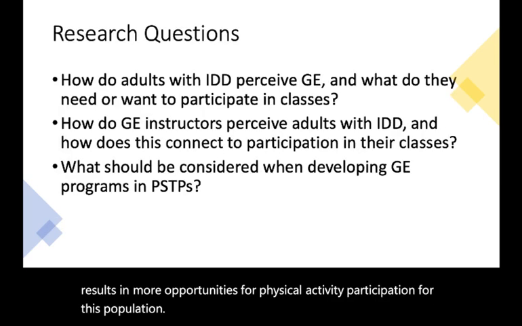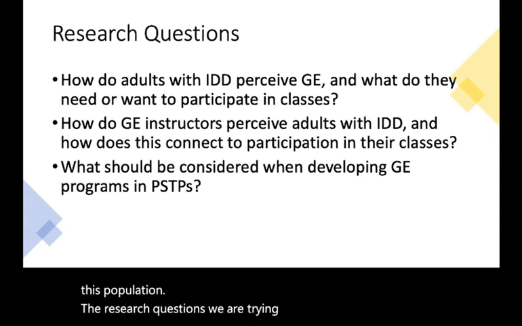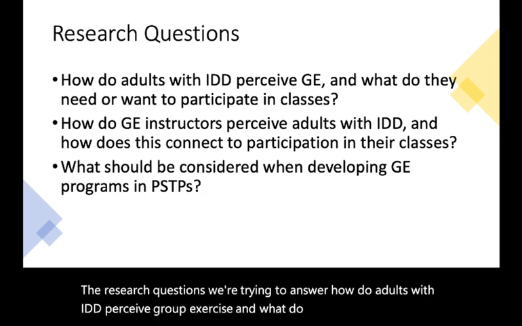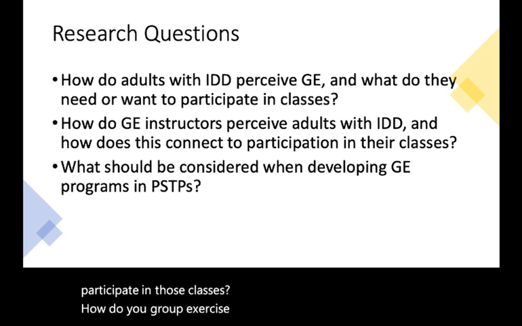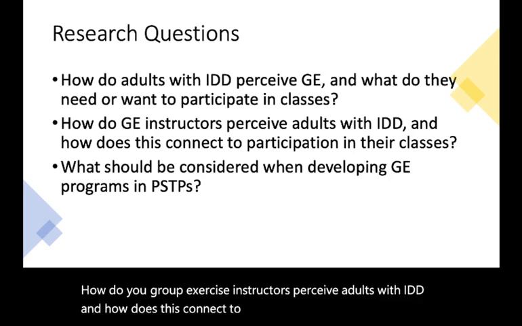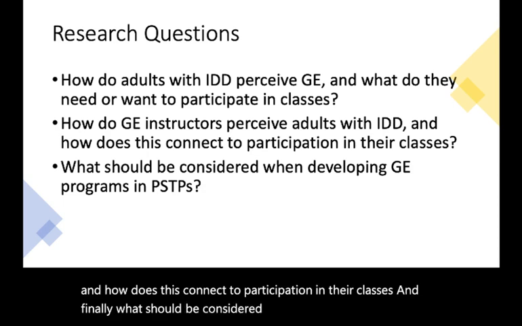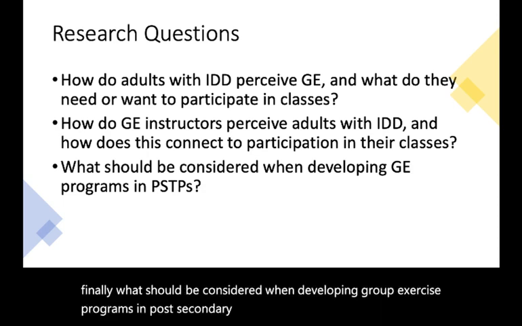The research questions we're trying to answer: how do adults with IDD perceive group exercise, and what do they need or want to participate in those classes? How do group exercise instructors perceive adults with IDD, and how does this connect to participation in their classes? And finally, what should be considered when developing group exercise programs in post-secondary transition programs?